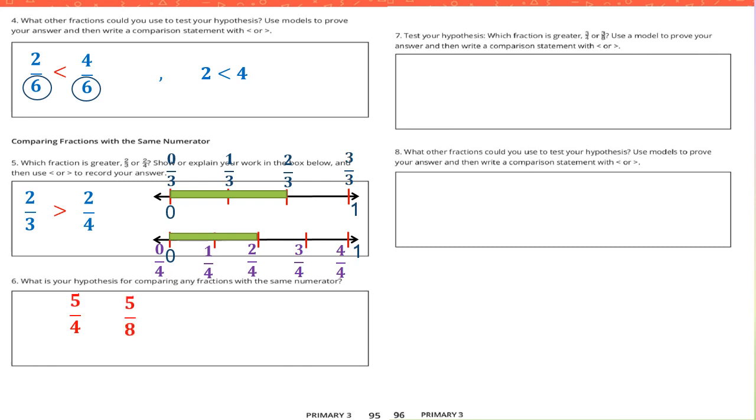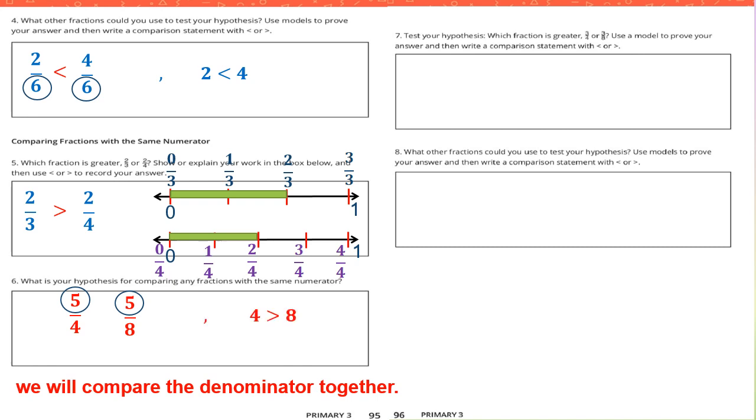Number 6, I give you an example: 5 over 4 and 5 over 8. Is it crazy or normal? It's crazy. So you must compare the denominators together. Which is big in crazy, 4 or 8? Yes, 4 is bigger than 8 in crazy fraction. So 5 over 4 is bigger than 5 over 8.